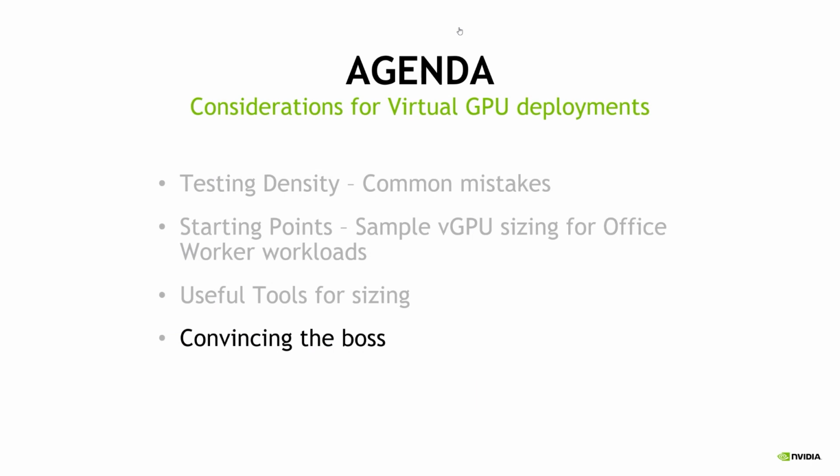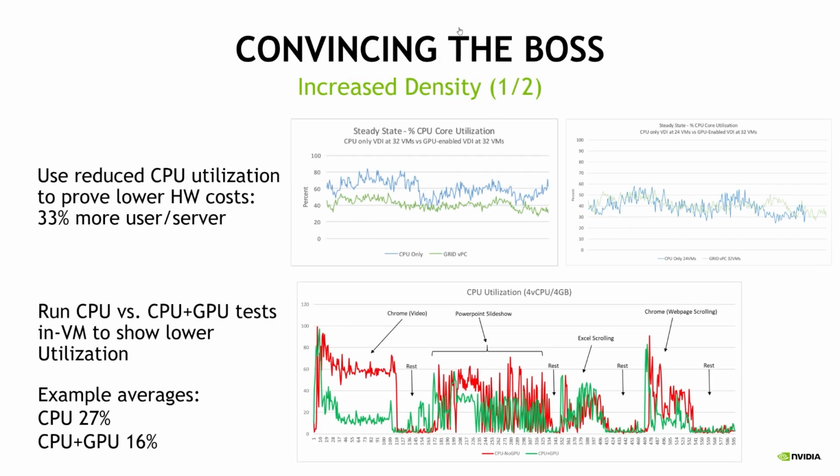Okay, so let's just finish up this session talking a little bit about how you would convince your management that a GPU deployment is the right way to go. Well, the first thing that I would do is talk a little bit about how it can help you with density. Because a lot of the workload within that virtual machine is being offloaded to a GPU, what that results in is your CPU utilization is lower.